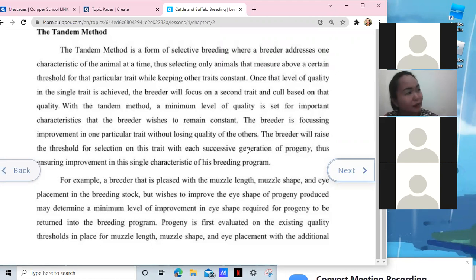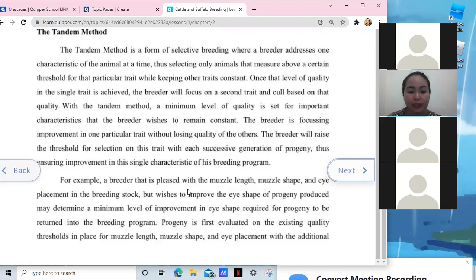Whatever na lang mo gusto. So the breeder will also raise the threshold for selection on this trait, with successive generations of the progeny. So medyo this method is breeding method talaga siya. So for example, gusto niya yung muzzle length, shape, and eye placement in the breeding stock, but he wants to improve the eye shape of the progeny. The breeder may determine a minimum level of improvement in the eye shape required for progeny to be returned into the breeding program.